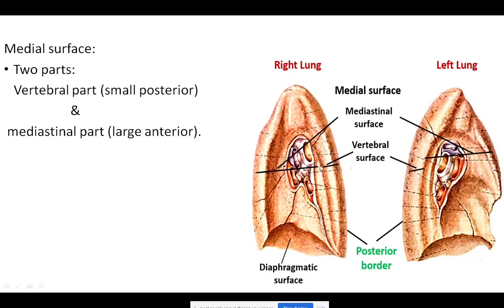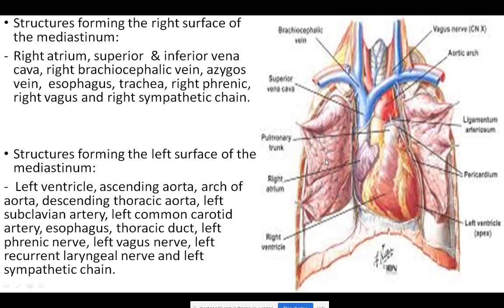On the right lung, behind the trachea, this is a primary bronchus. Behind this primary bronchus there will be the esophagus. Then the right phrenic nerve; we can see it will lie around this region. Along with it there is a sympathetic chain.